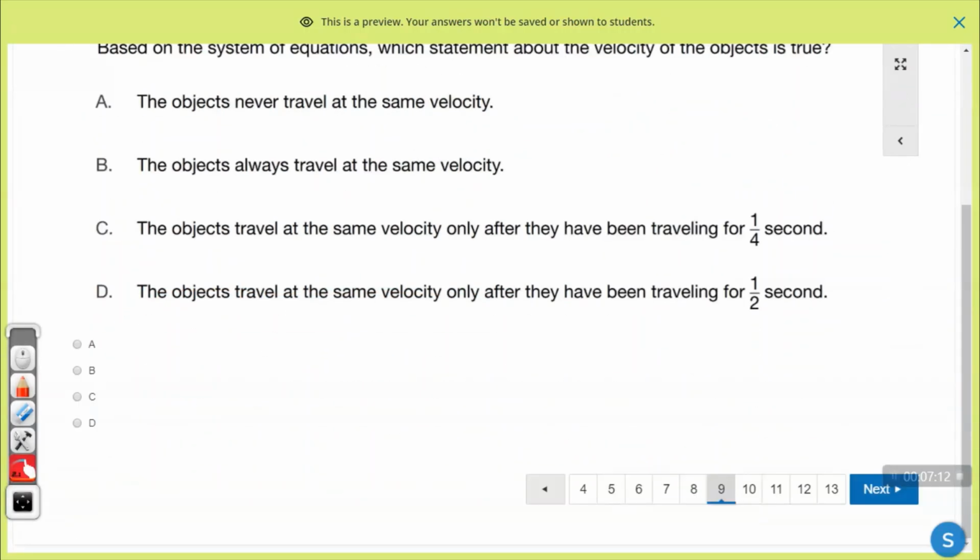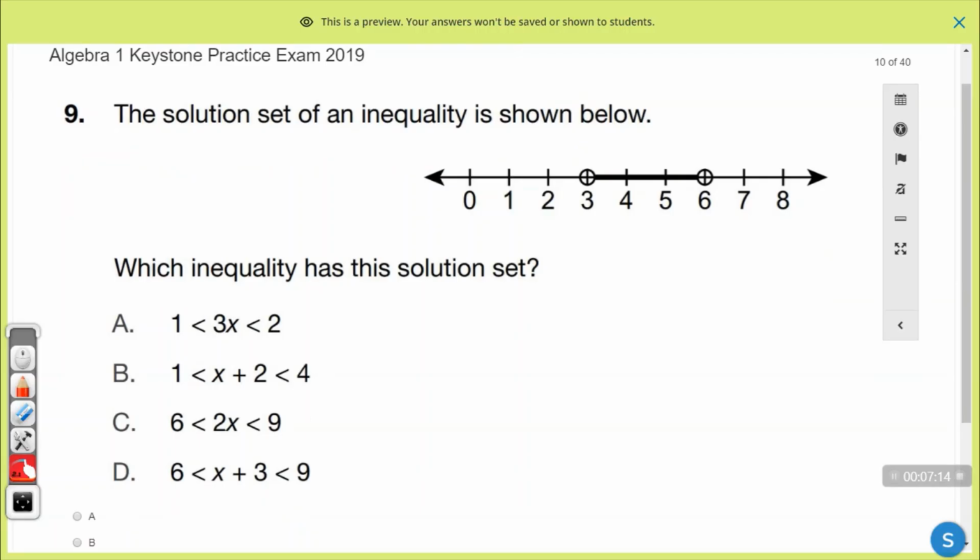All right, let's take a look at our next question. Question number 9. The solution set of an inequality is shown below, and they give us a nice little number line here. Which inequality has this solution set? Well, let's first identify what this solution set is.